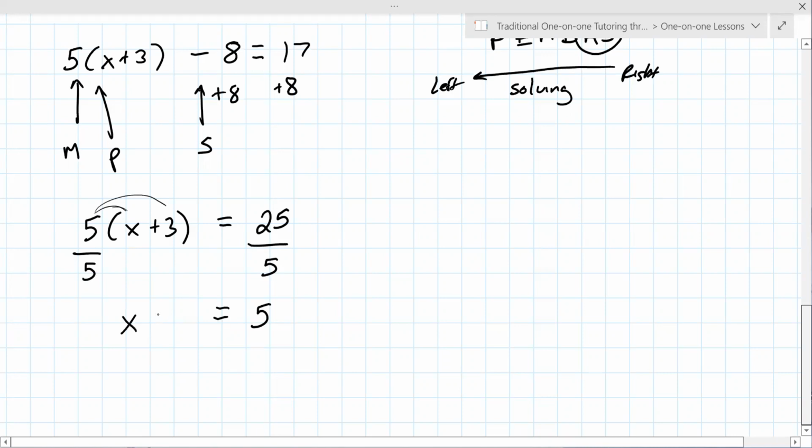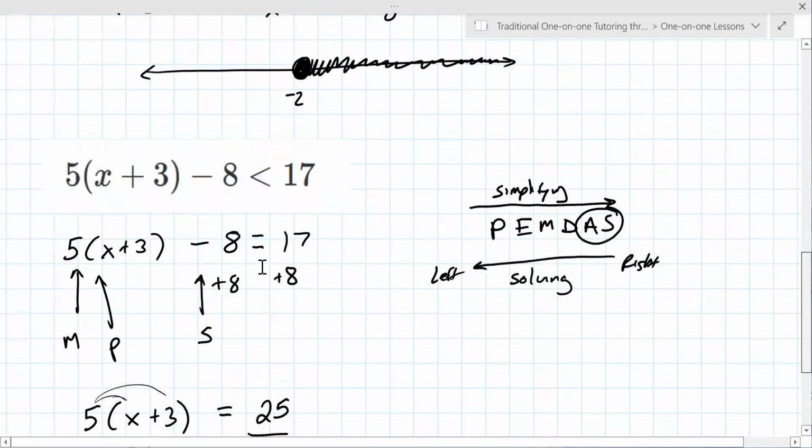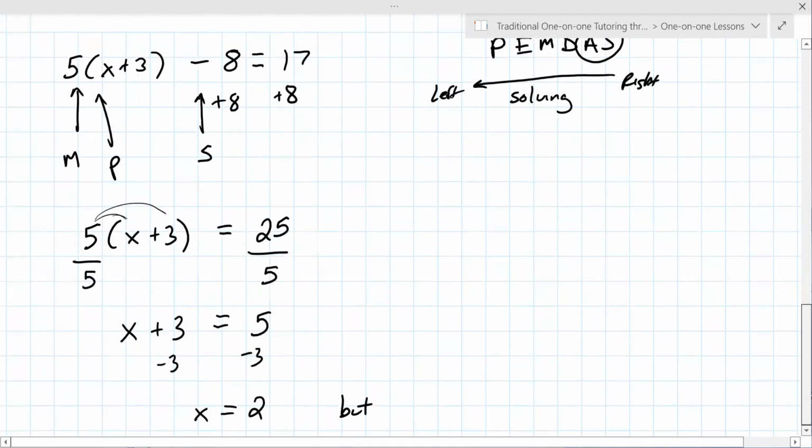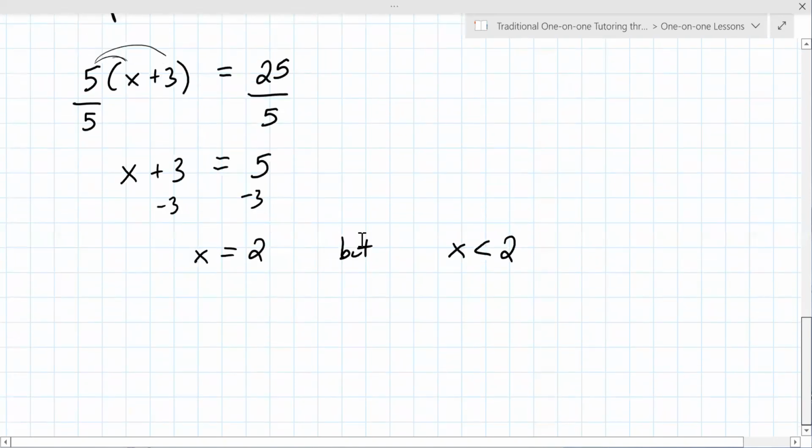And then our last step here, we can drop the parentheses. How do we undo this addition by 3? Subtract 3. So now x is equal to 2, but we didn't have an equality to start. So we have to go back to our original problem and look at what it is. It's a less than. So really the answer is x less than 2. So this is our answer.